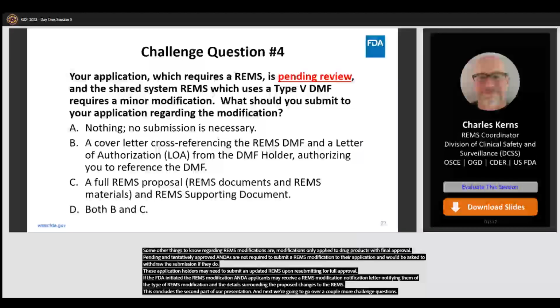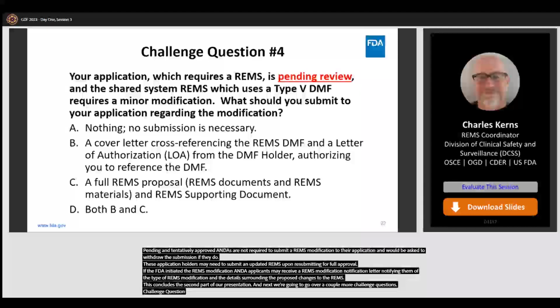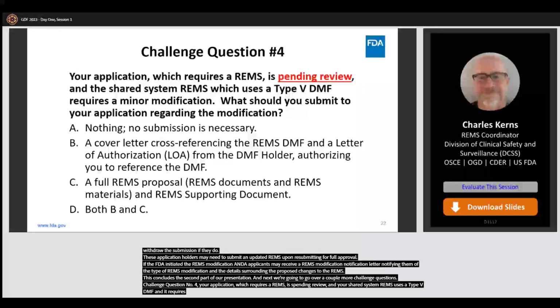Challenge question number 4. Your application, which requires a REMS, is pending review, and your shared system REMS uses a Type 5 DMF, and it requires a minor modification. What should you submit to your application regarding the modification?